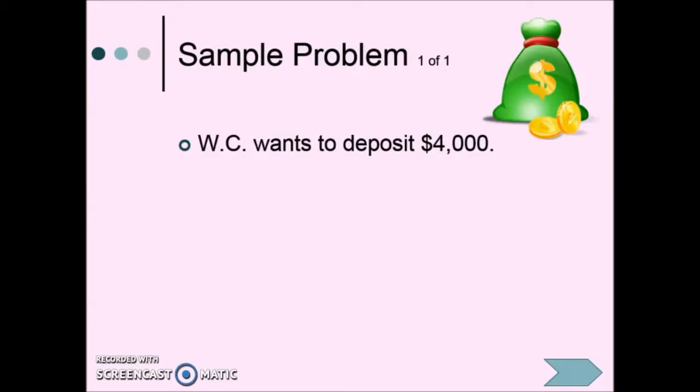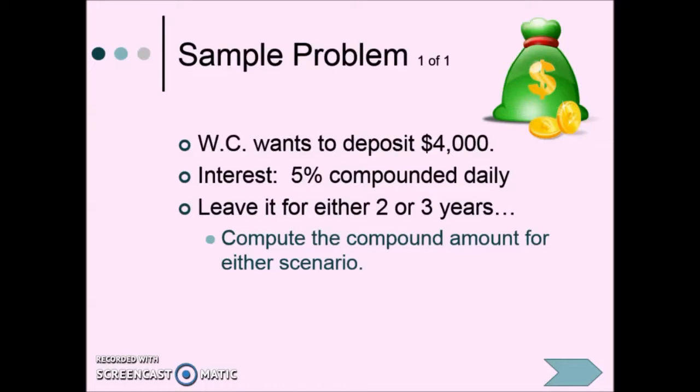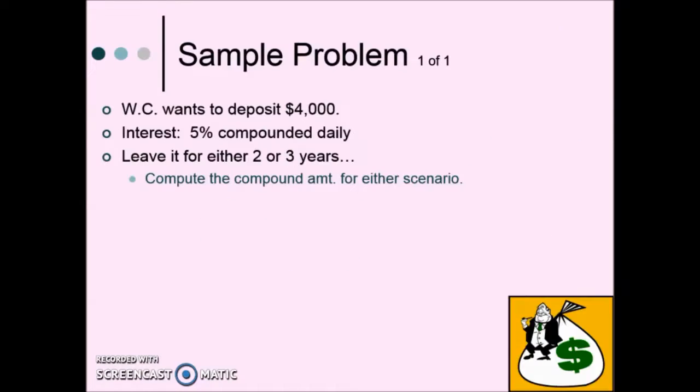In this example, WC wants to deposit $4,000. His account is paying 5% compounded daily, certainly not something that's happening for us currently. And the question is, should he leave it in there for 2 or 3 years? So we will determine what that value is for both of those possibilities.